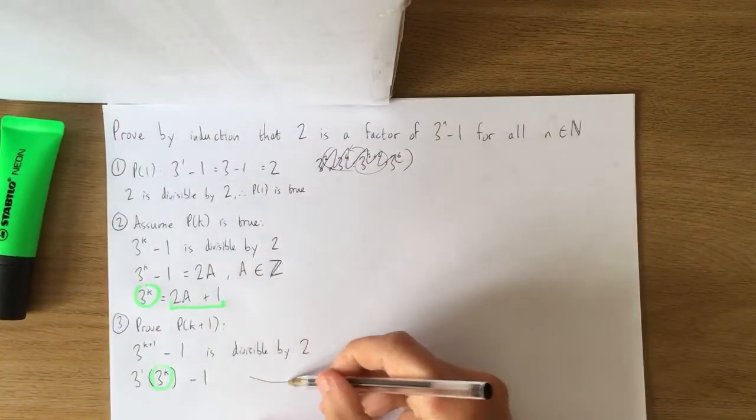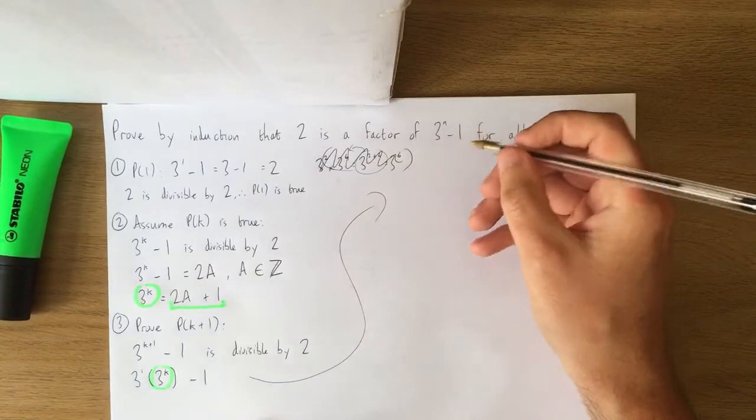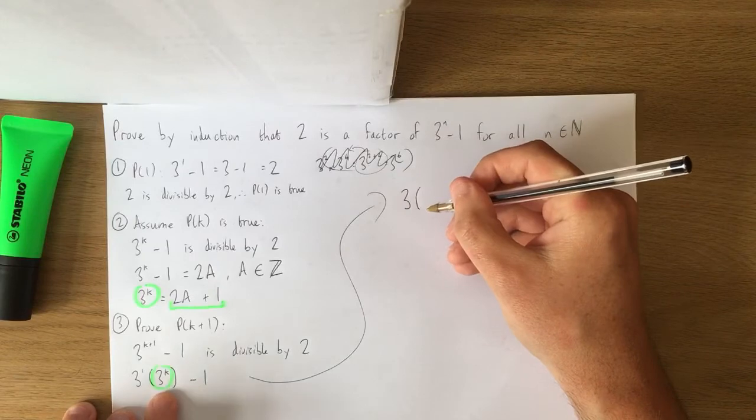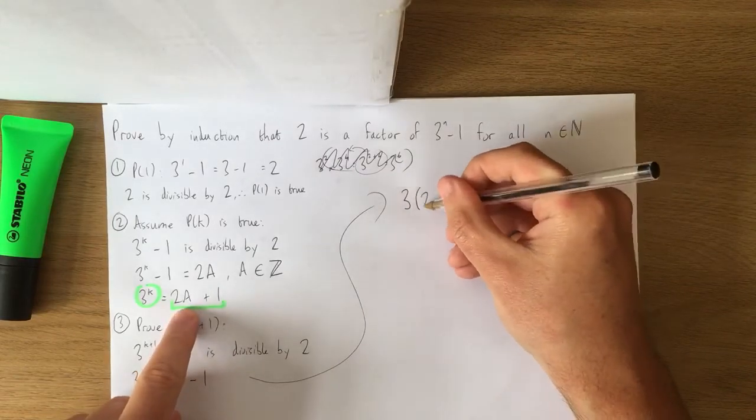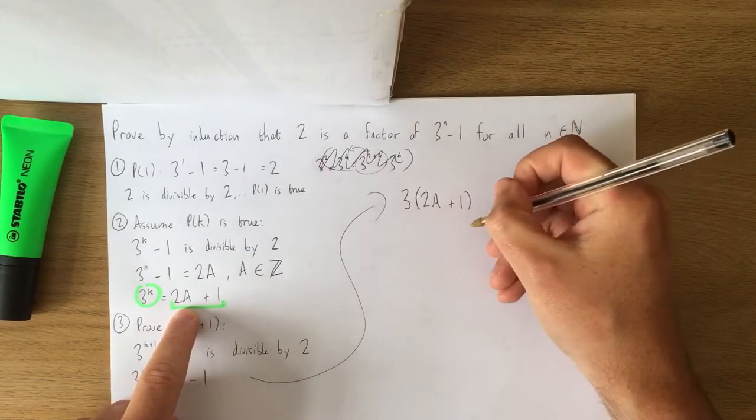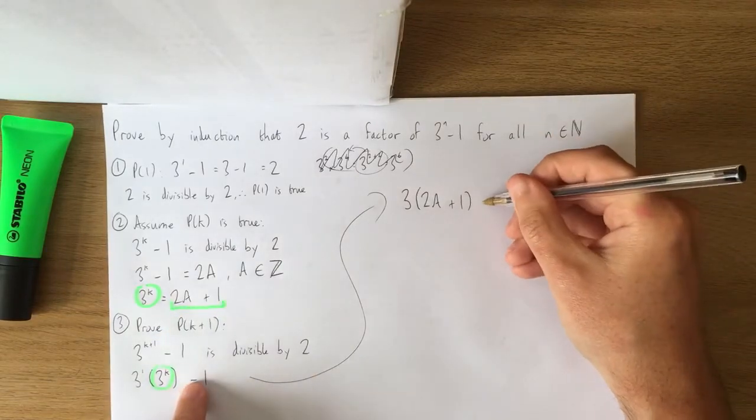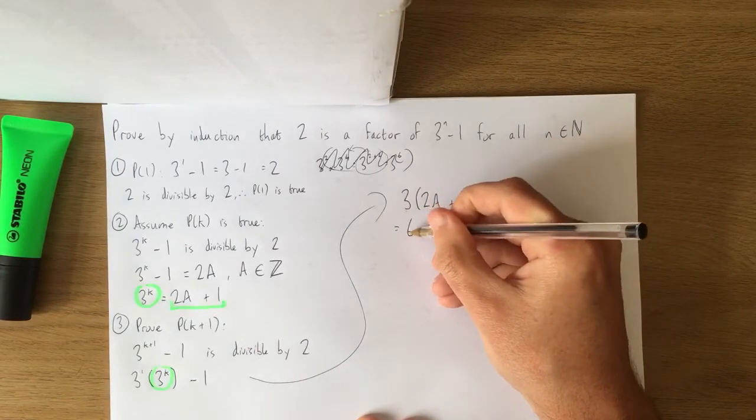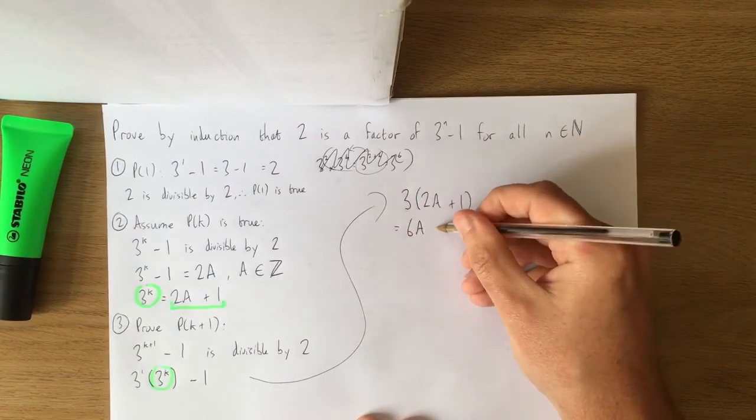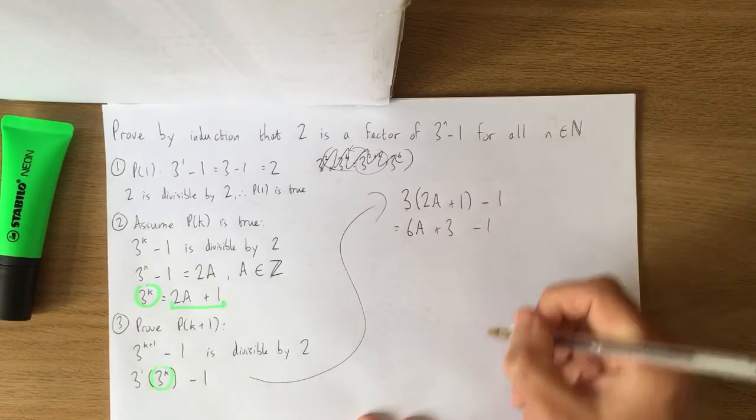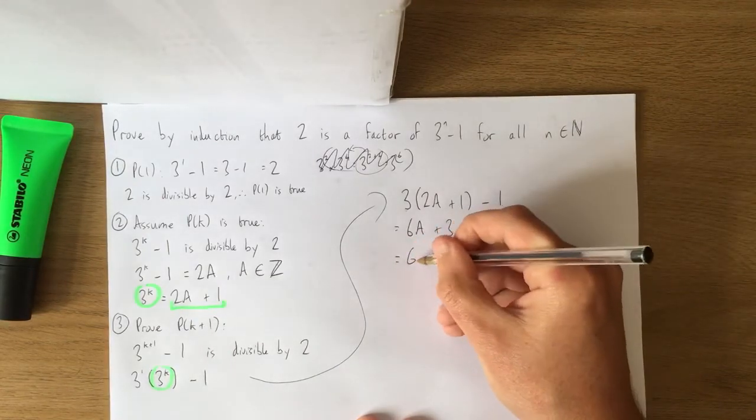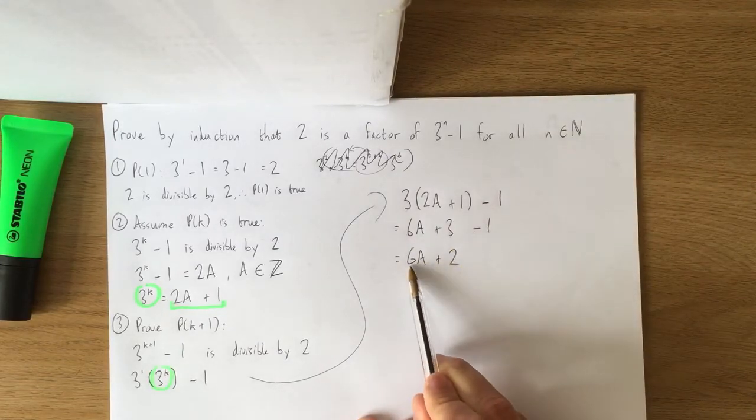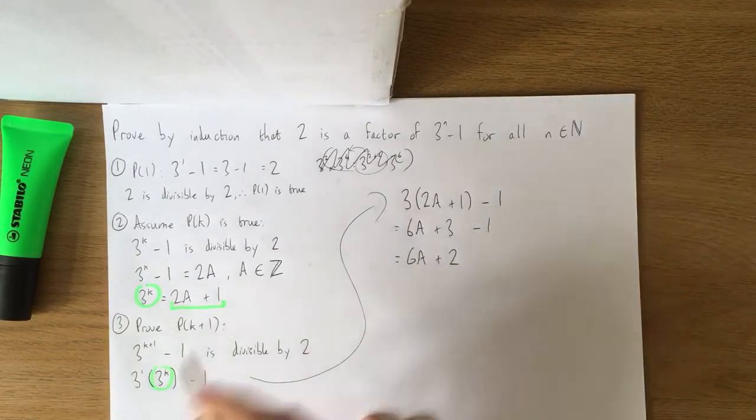All right. I'll carry it on up here. So 3 to the power of 1 is just 3. Instead of 3 to the power of k, I'm going to write 2a plus 1. And then I've got minus 1. 3 times 2a is 6a. 3 times 1 is 3. And I've got my minus 1 at the end, which is equal to 6a. 3 minus 1 is 2. With 6 and 2, you can factorize 2 out.